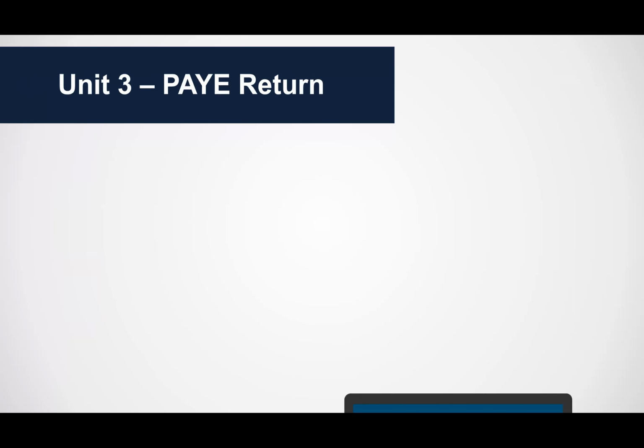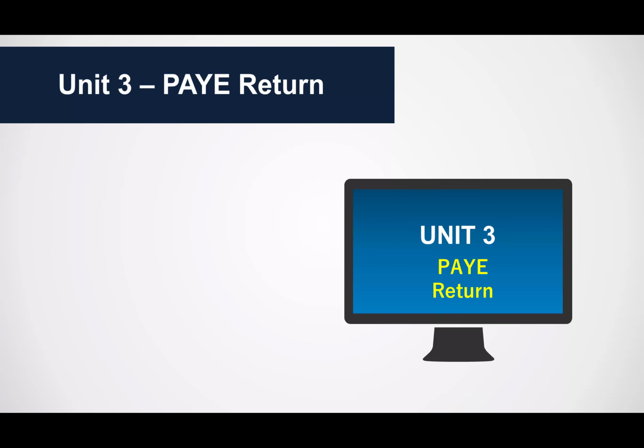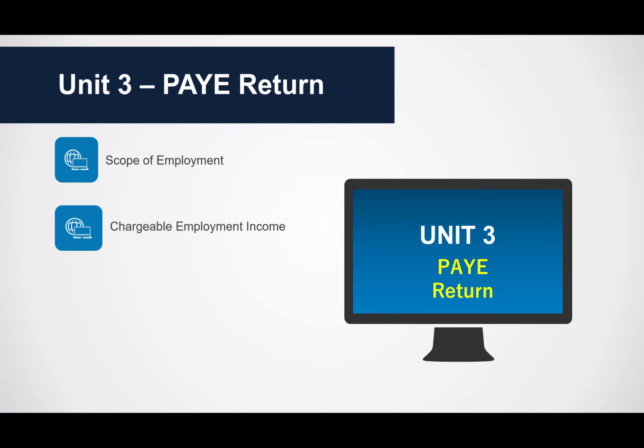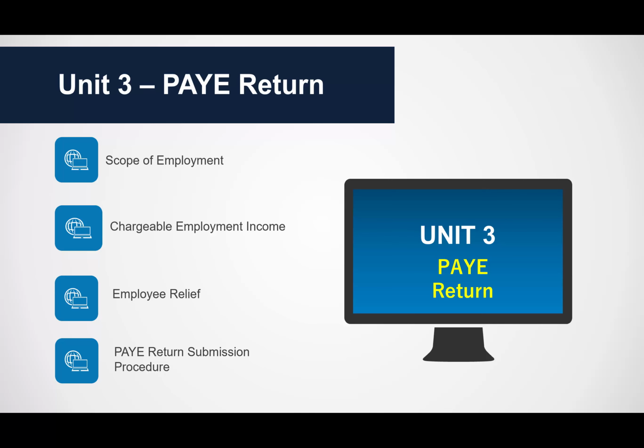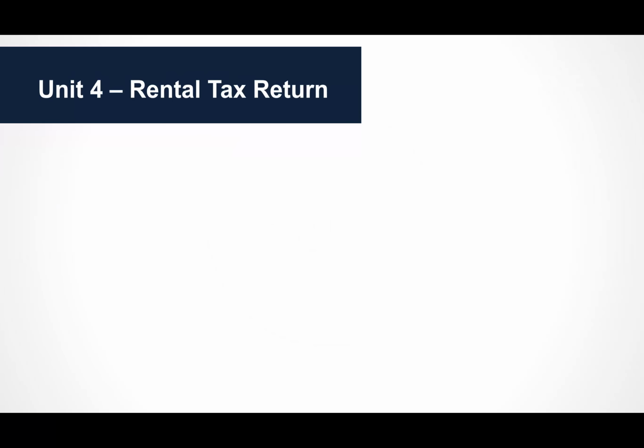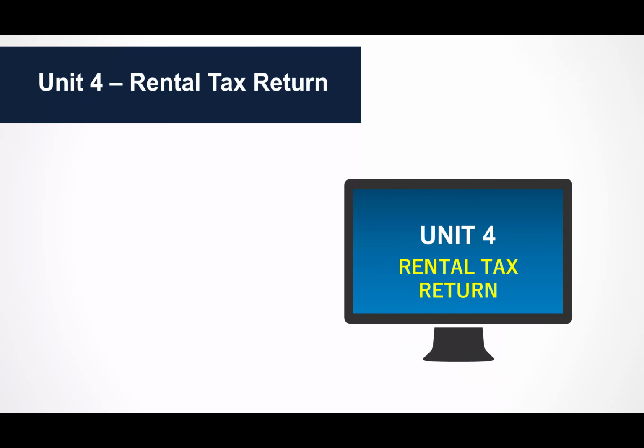Unit 3 covers pay returns, which is the return we file for employment. So I take you through the scope of employment. I give you an in-depth discussion on the chargeable employment income. I take you through employee relief. I take you through pay return submission procedure, which takes us into Unit 4, which covers rental tax returns.